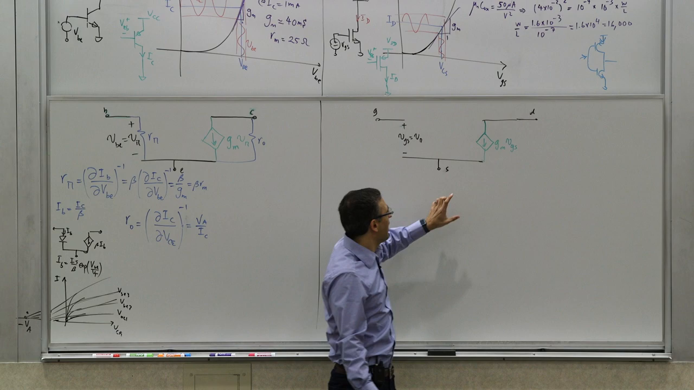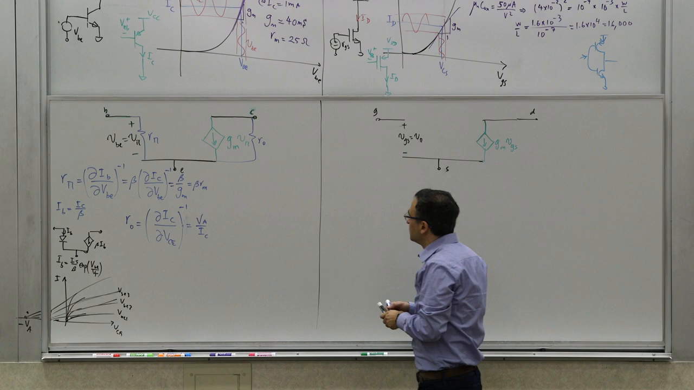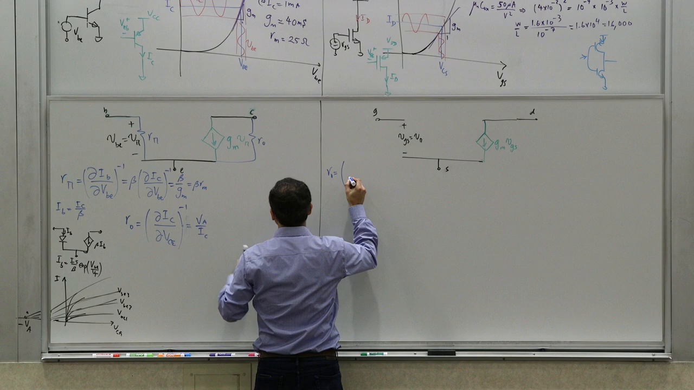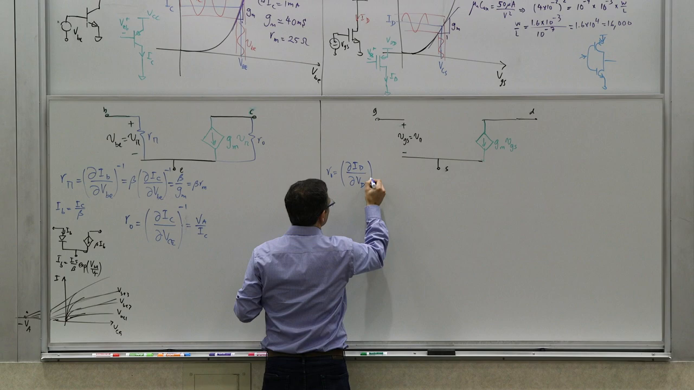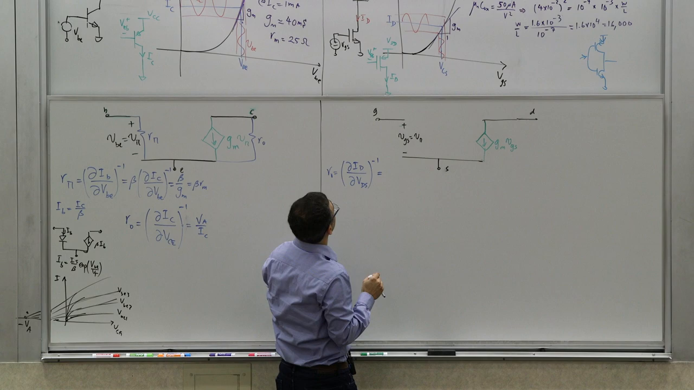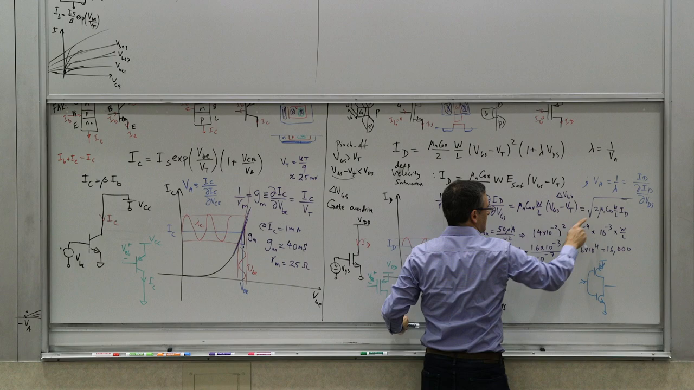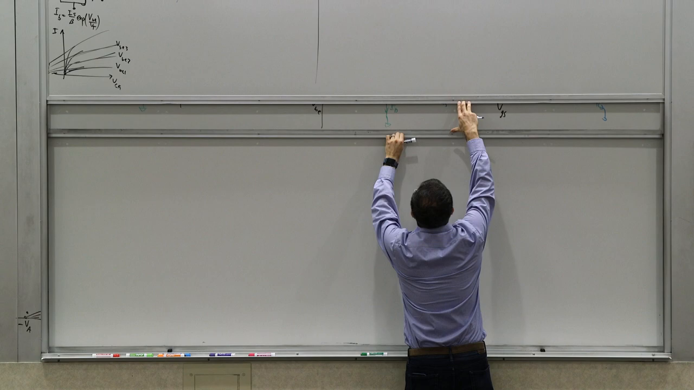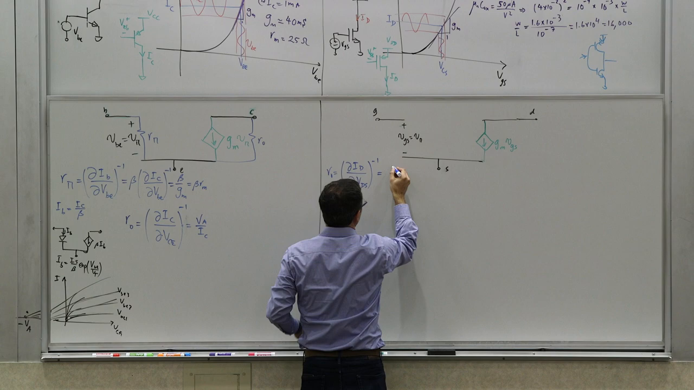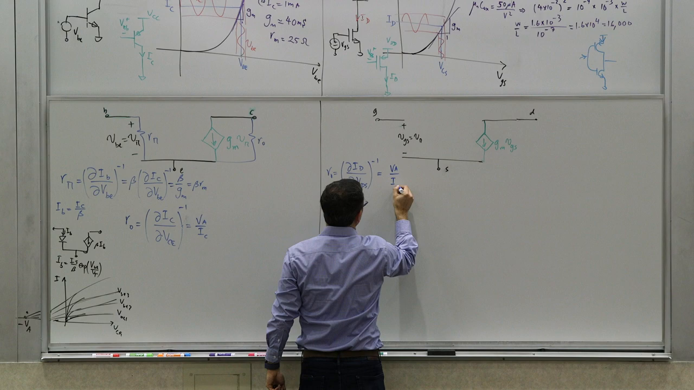Now, how about an RO? Well, we can calculate the RO, the same way. So RO would be what? By definition, dID/dVDS inverse. And again, from the definition of lambda, or 1 over VA, we have this. So you can write it as basically VA over ID, or 1 over lambda ID.